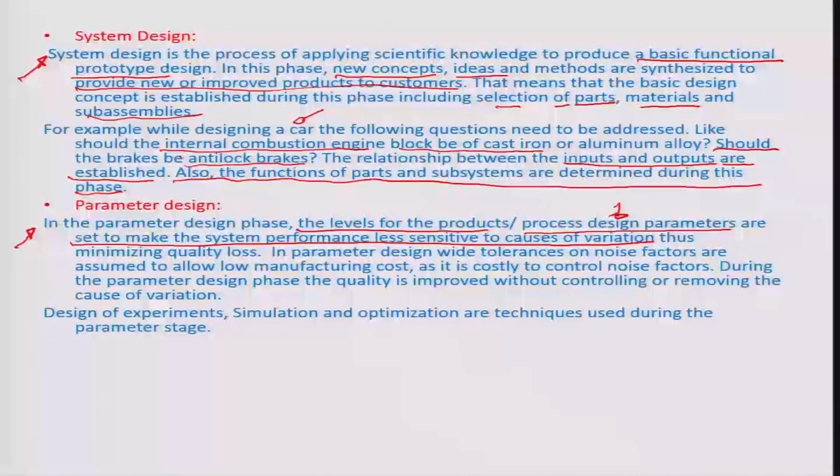In parameter design, maybe wide tolerances on noise factors are assumed to allow low manufacturing cost. It is quite costly to control noise factors, as you know, but during the parametric design phase the quality is improved without controlling or removing the causes of variation. So, you are talking about setting up the right specification which will be producible. I will show you some problem examples later.